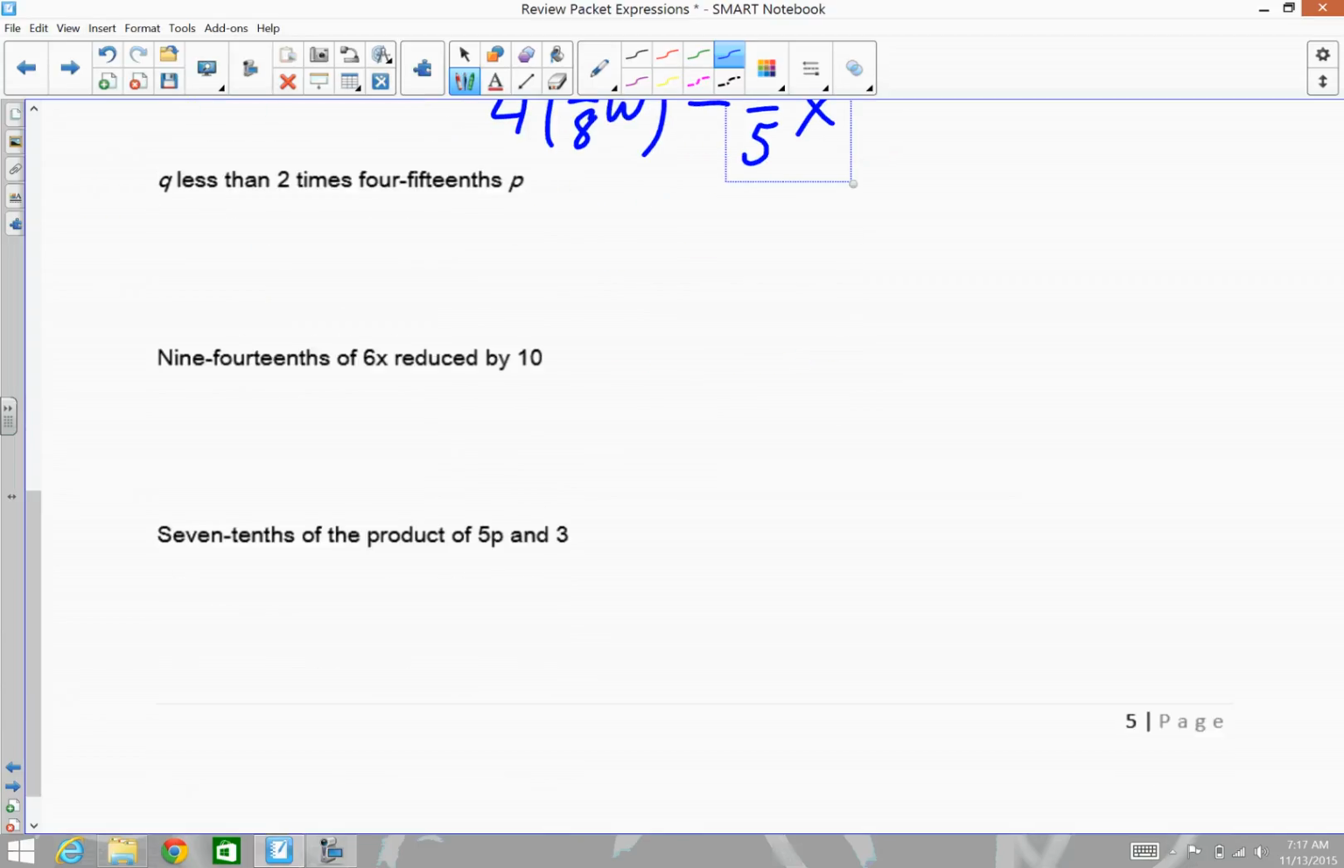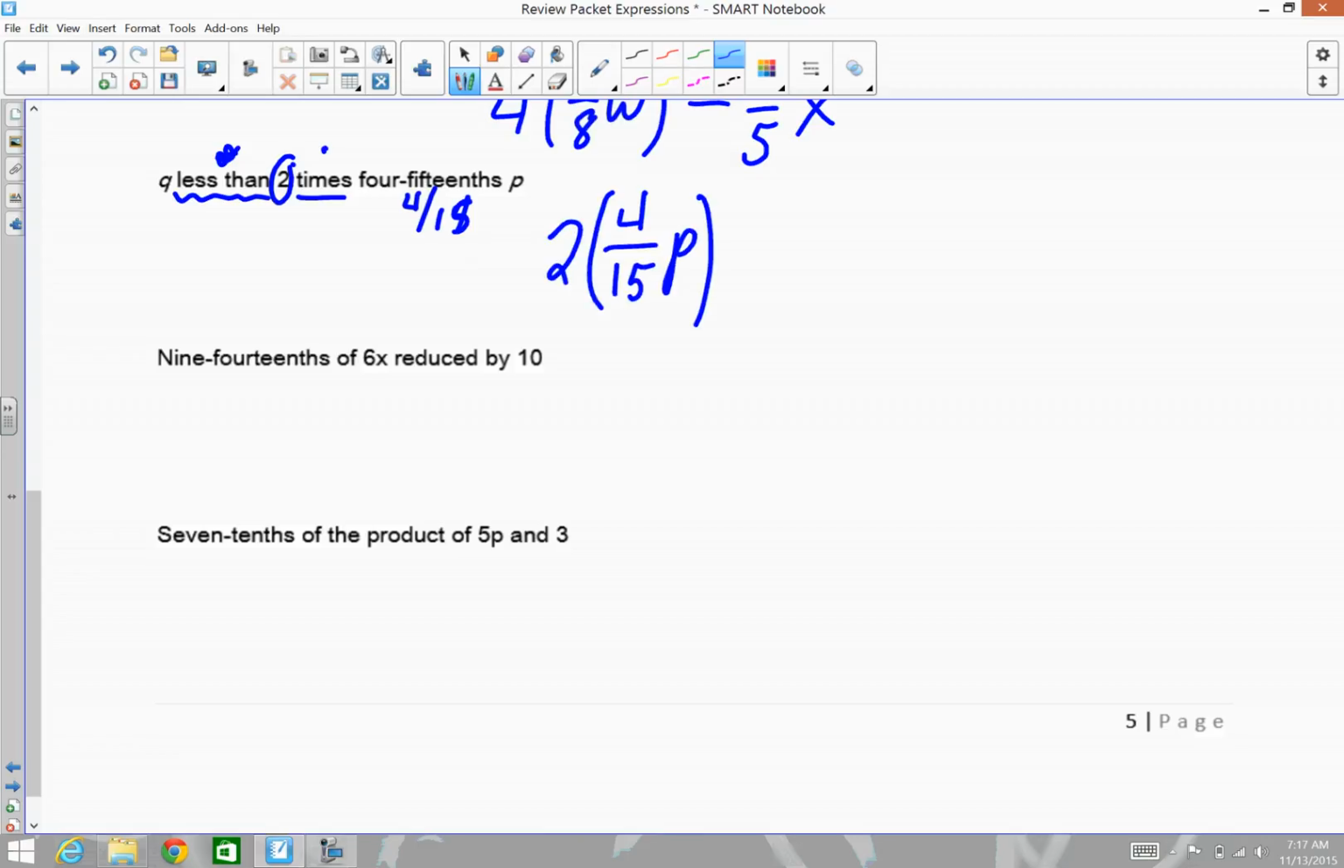Okay, next we have q less than. Okay, it's one of those key phrases that tells us to swap. 2 multiplied by 4/15, excuse me, p. Okay, so we have 4/15 p, 2 times that, and then q less than all of that.